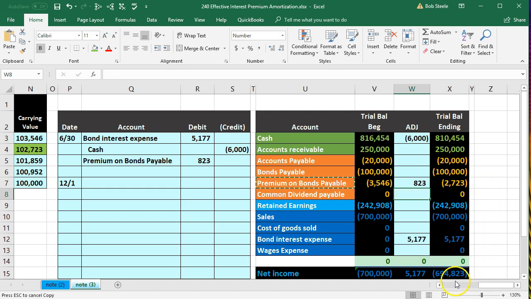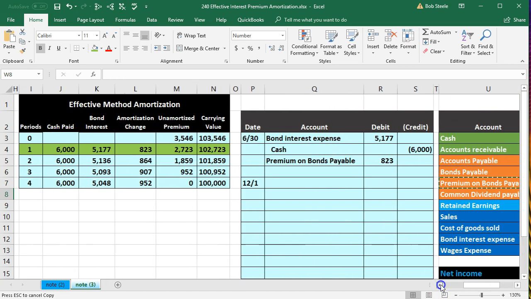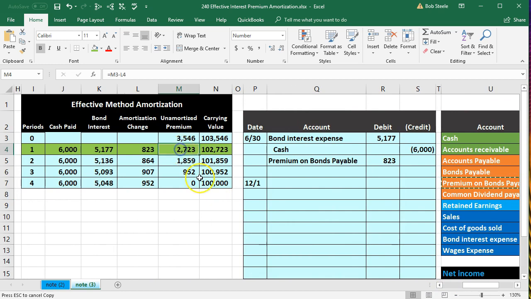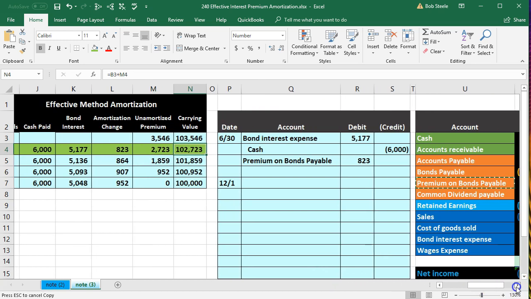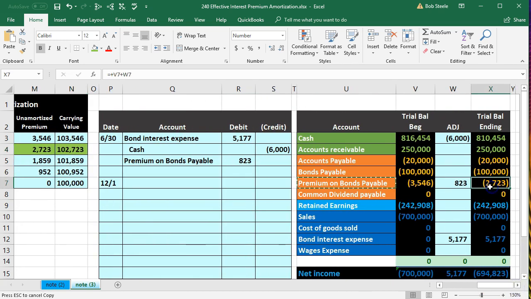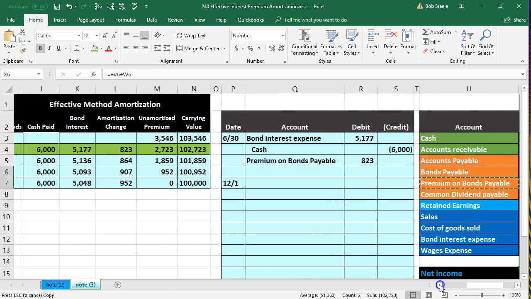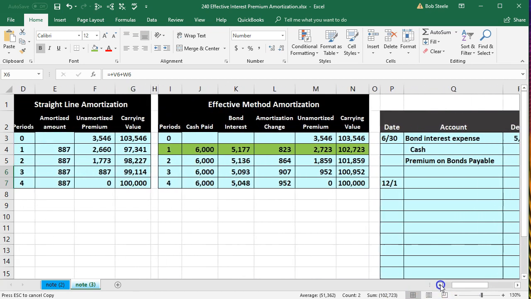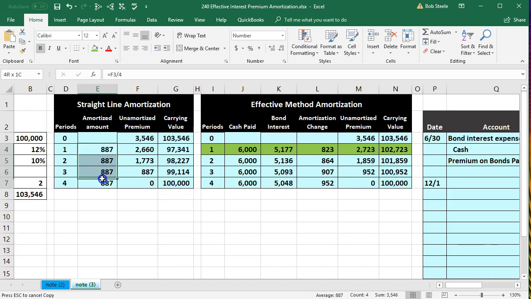So if we tie this out to the table, then we're going to say, all right, we should have an unamortized premium of 2,723 and the carrying amount of 102,723. So the unamortized premium 2,723, carrying amount is this plus this, 102,723. Let's do this one more time. You'll note that, of course, when you compare this to the straight line method, we have an even change here.